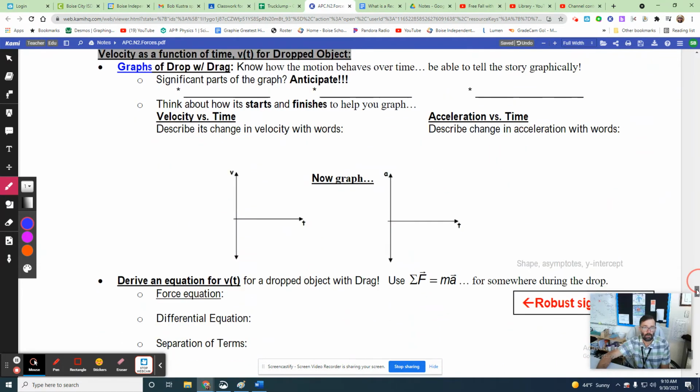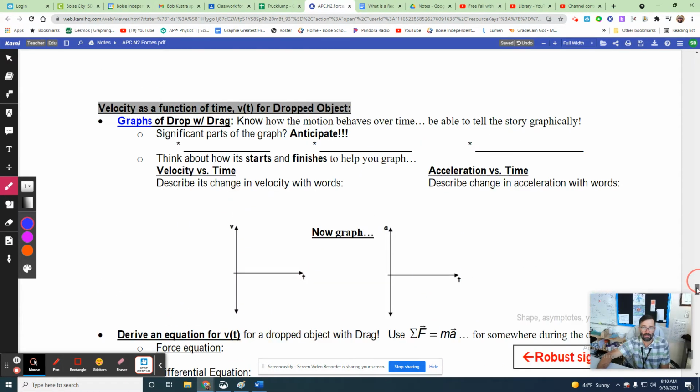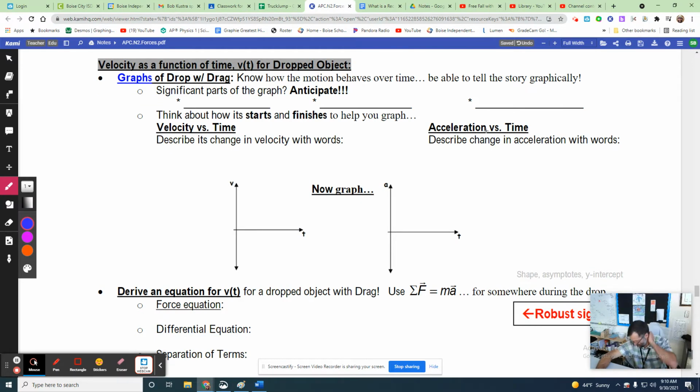Okay, so let's develop some equations for how we can model the position, velocity, and acceleration of a dropped object while considering air friction. So velocity is a function of time for a dropped object. Graphs of a drop with drag. Know how the motion behaves over time. Be able to tell the story graphically. Significant parts of the graph. Anticipate these things. Anticipation can make a world of difference for how easy or hard something is.